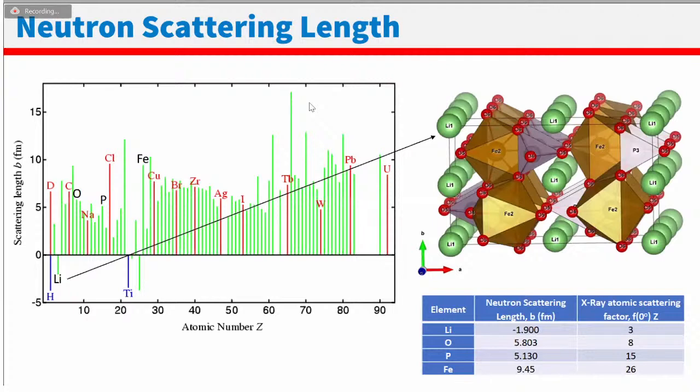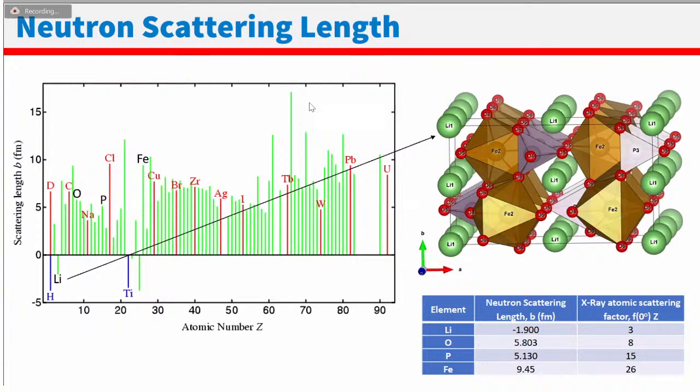Here you see the straight line, this is the atomic number. For example, lithium is number 3 in the periodic table. It's too small to be observed by X-ray. But with the neutron, it doesn't really matter, because the neutron sees it with a scattering length of negative 1.9. So this is what makes the two different.